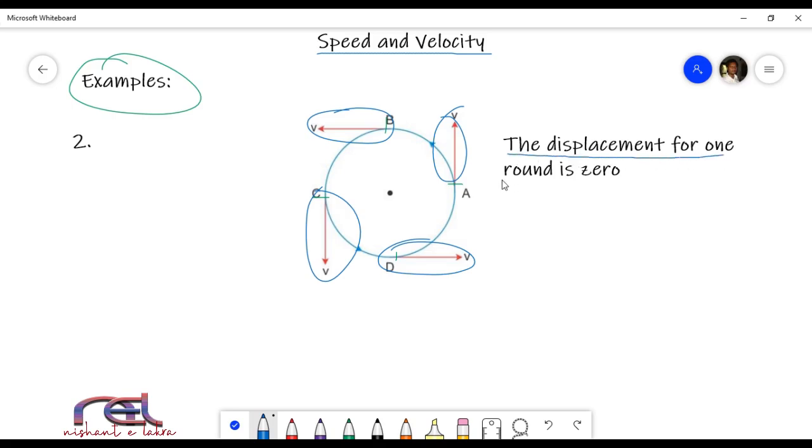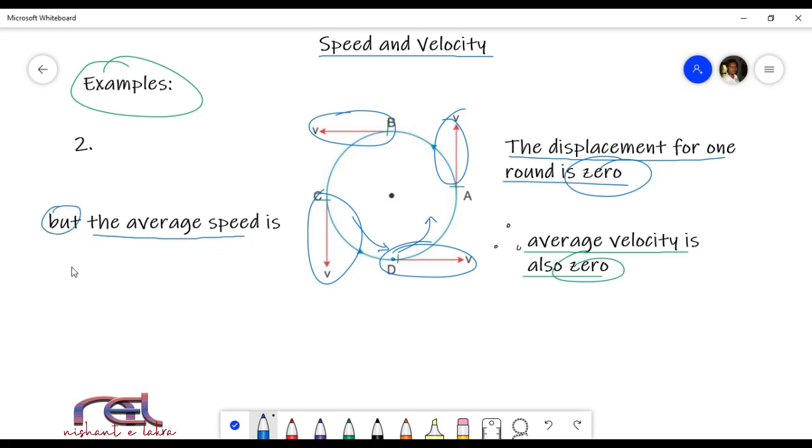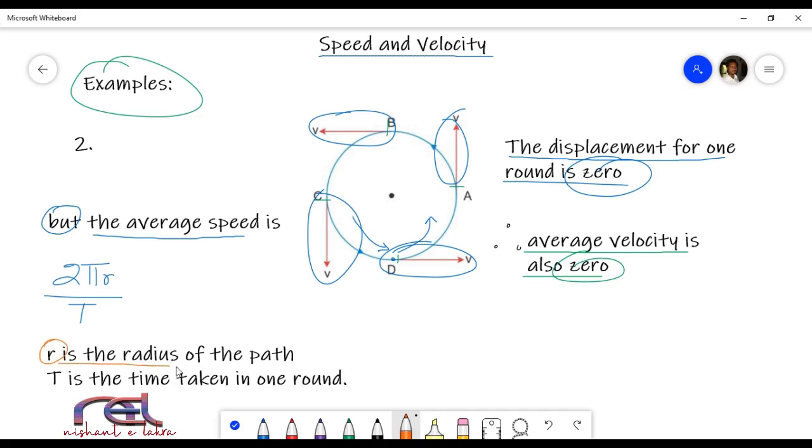The displacement for one round is 0. Right, I hope you understood this. Let's say that it has started from the point D, and when it makes one circle, it comes back to the same point from where it started. So the displacement for one round is 0. Therefore, average velocity also will be 0. But the average speed, you know that we have talked about how to find the circumference of a circle, 2 pi r. The average speed will be calculated by 2 pi r by T, where r represents the radius of the circular path, and capital T is the time taken in one round. This is how we can calculate the average speed when a body is moving in a circular path.